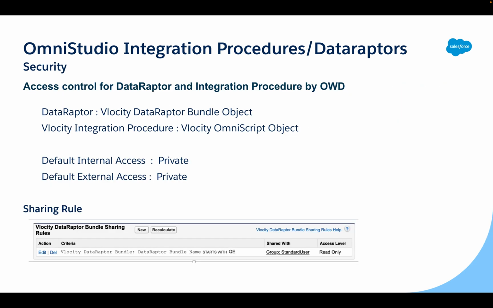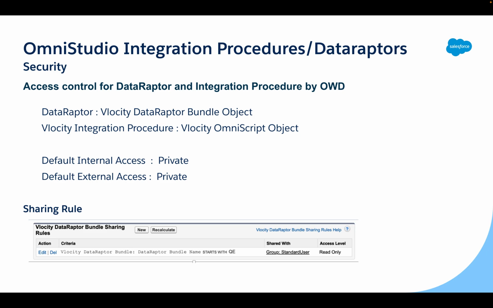Security is a very important aspect. We can control who has access to which data raptors and which integration procedures in a very secure way for customers. You can start defining your sharing rules and then start associating who would have access to the data raptors and who would have access to integration procedures. Any kind of customization and complexity is possible, but choose the ones which are best for your implementation.